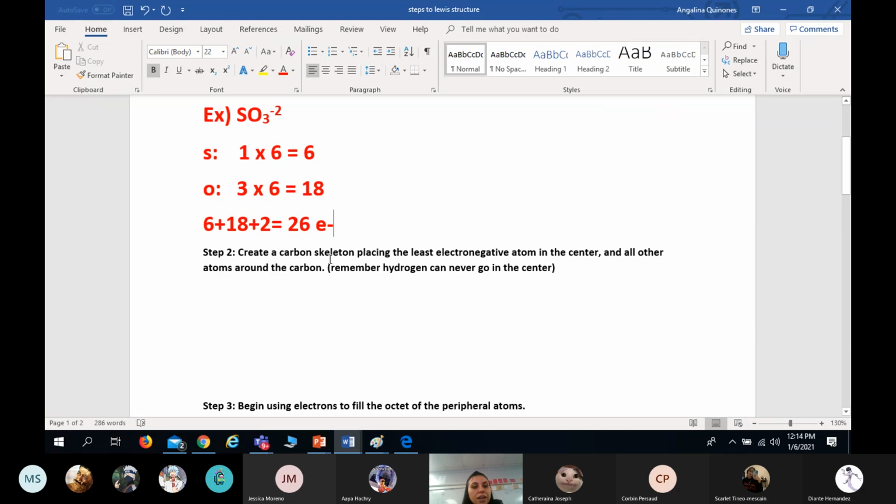So this says create a carbon skeleton, placing the least electronegative atom in the center, and all the other atoms go around the carbon. So we have two atoms to consider. We have sulfur and oxygen. Who is the least electronegative out of these two? We just did something very similar for bell work.